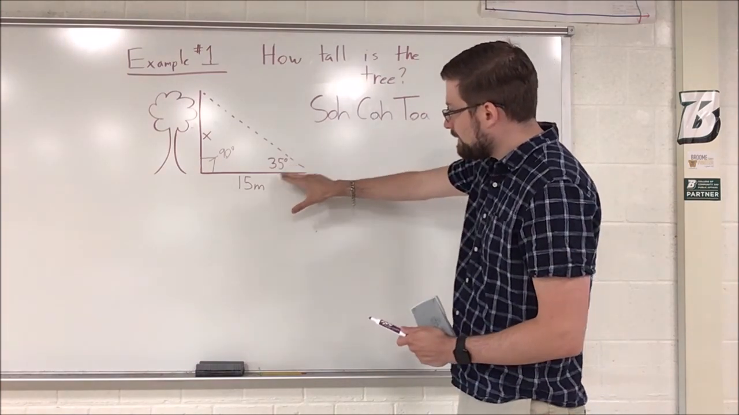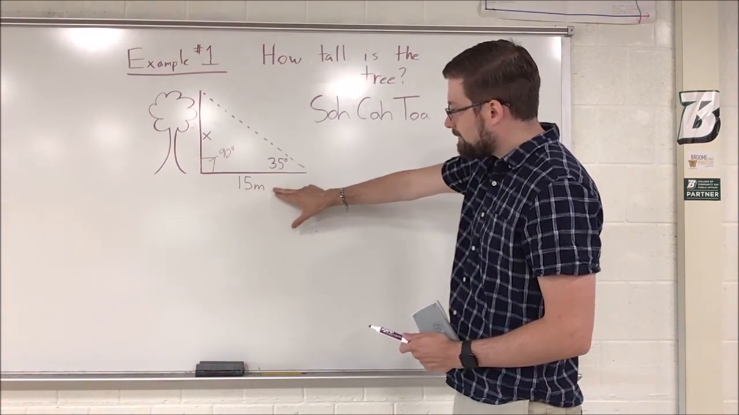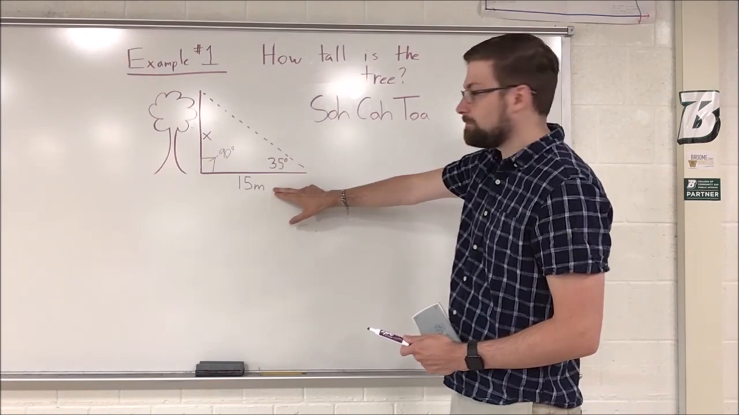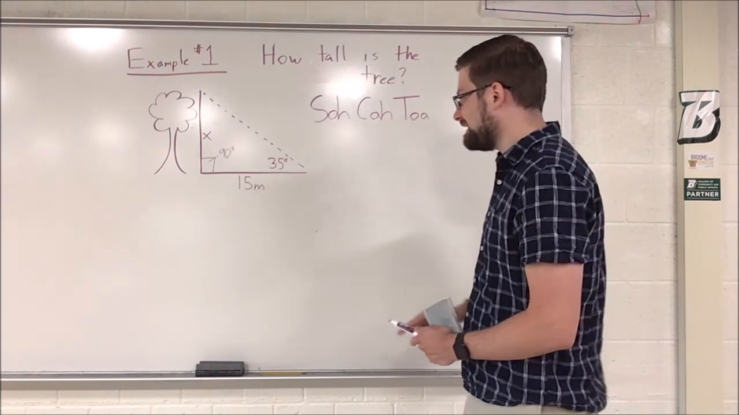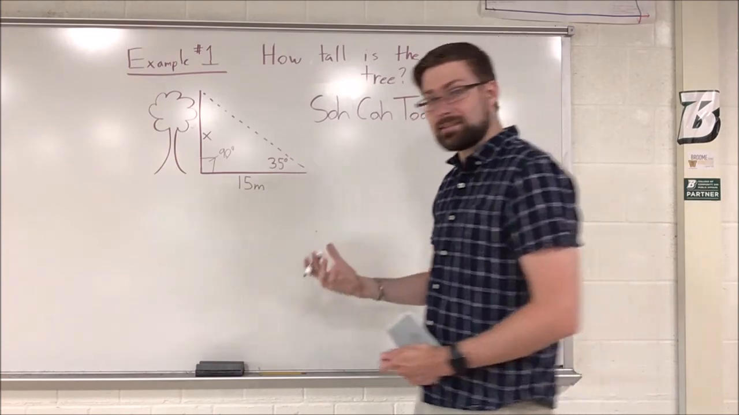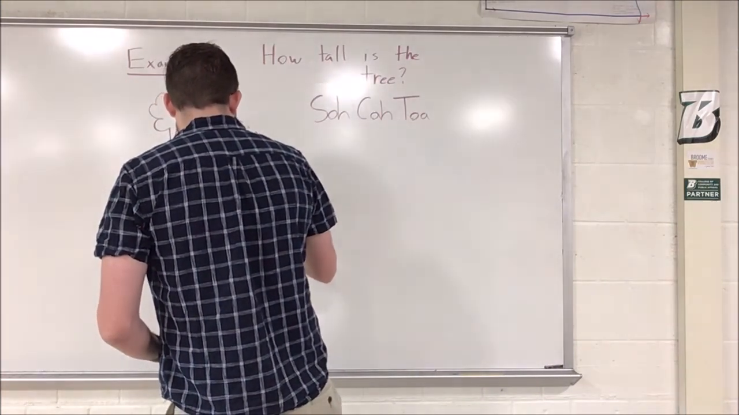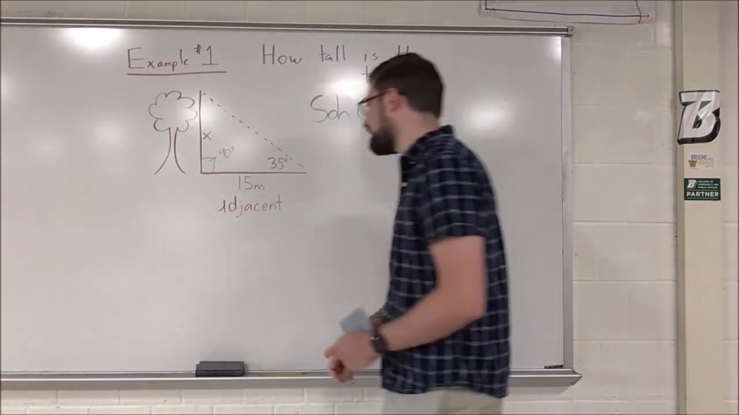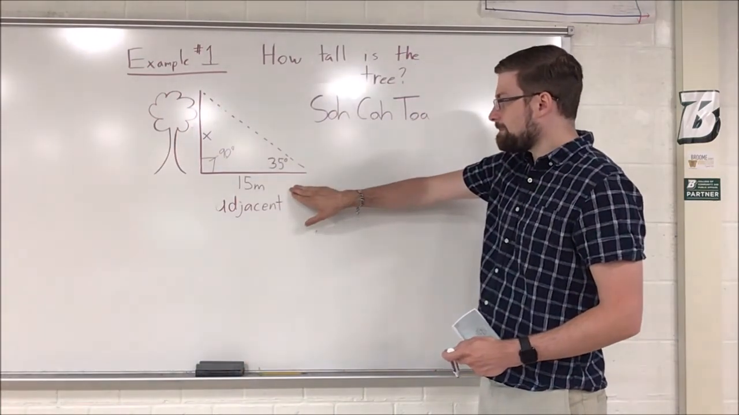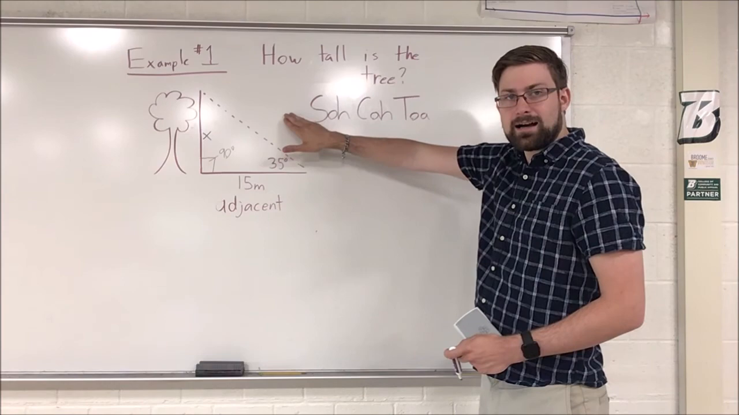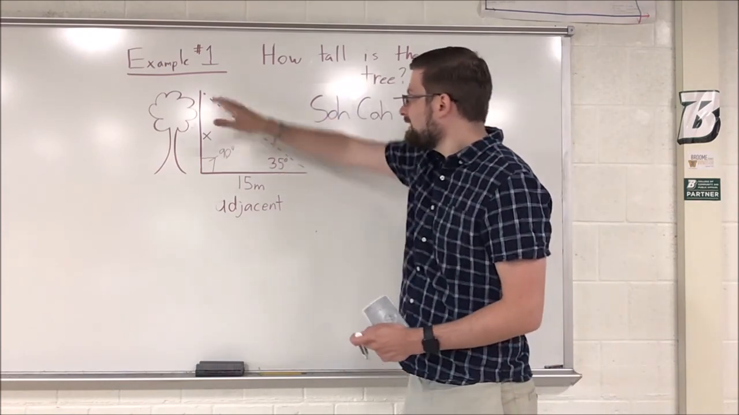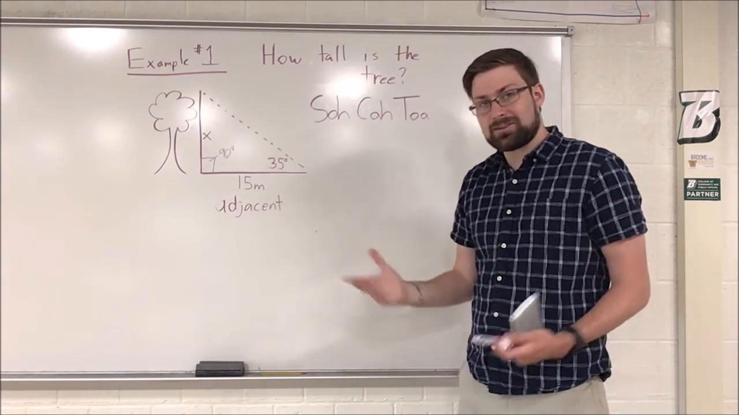Well, we have the 15-meter long shadow, which represents the side right next to the angle. So that's the adjacent side. So I will label that the adjacent side of my triangle, okay? And I don't really care about the hypotenuse, which is the big long one. They're not asking me anything about it. I don't really need it.